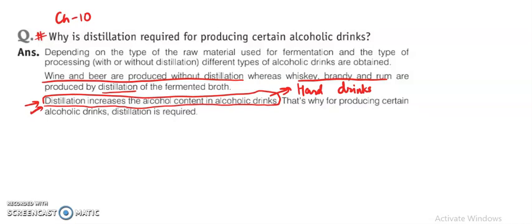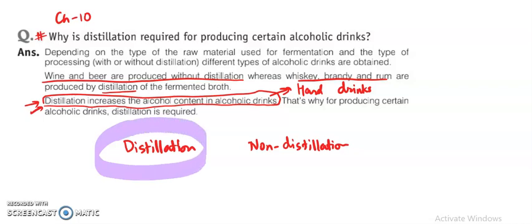So if they give you two examples and they say that drink A is prepared by the help of distillation and drink B is prepared by not utilizing or by non-distillation process, which drink has more alcoholic content? So remember, always pick the drink that has undergone distillation process, right? So in this case, you can give the example of whiskey, brandy, rum, even vodka comes in the distilled drink. Whereas wine and beer, they have less alcoholic content in them because they are non-distilled hard drinks.